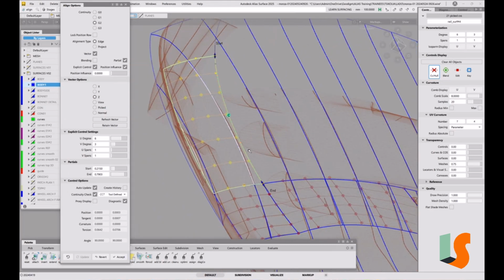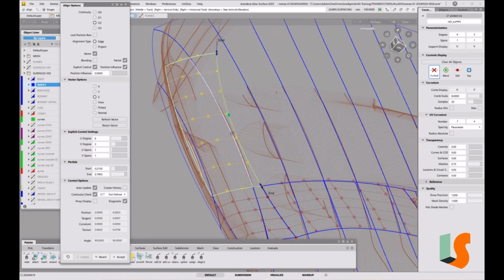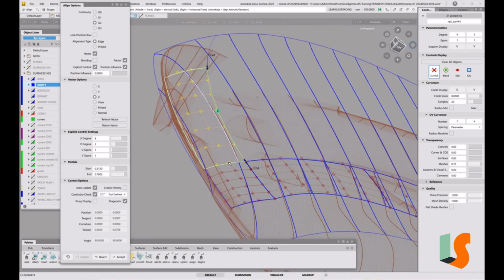Sometimes it does, sometimes it doesn't. If it doesn't align when it did before, then I would delete the curve on surface and use projected rather than edge. And I've got position influence of 0 on, so if you looked at that in top view, it means the CVs haven't moved in that top view.